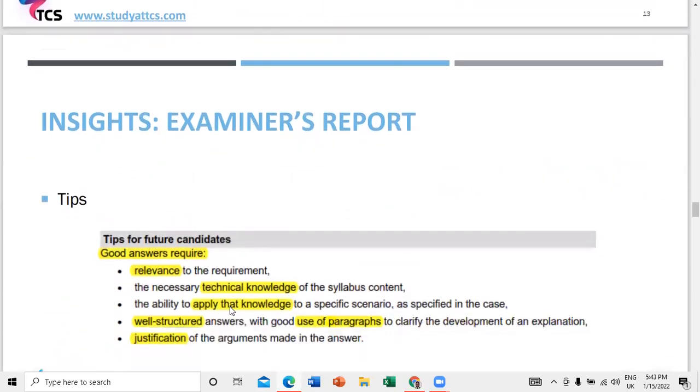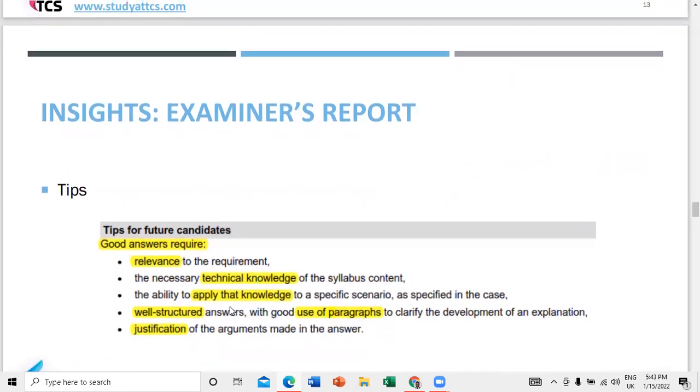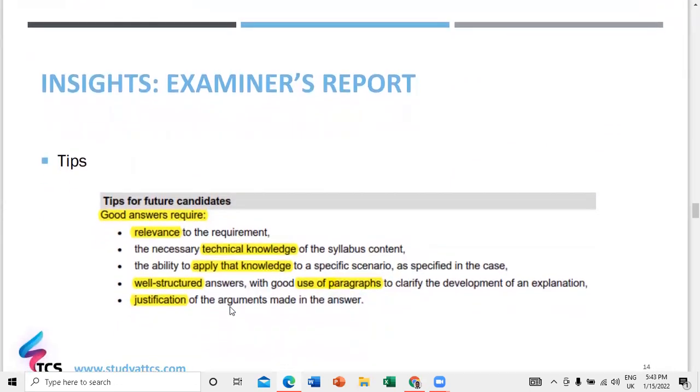All right. Okay, so let me take you through the examiner's report. So let's listen to the examiner. Let's try to figure out what the examiner is telling us. So let's look at tip number 1.